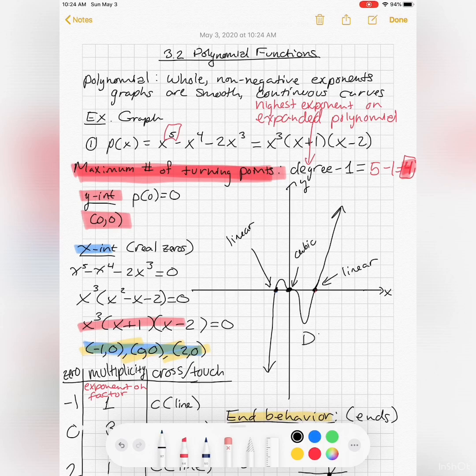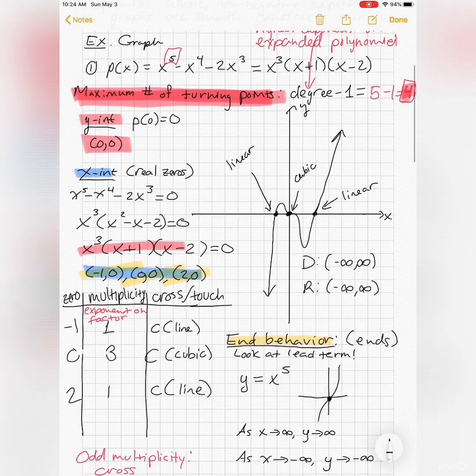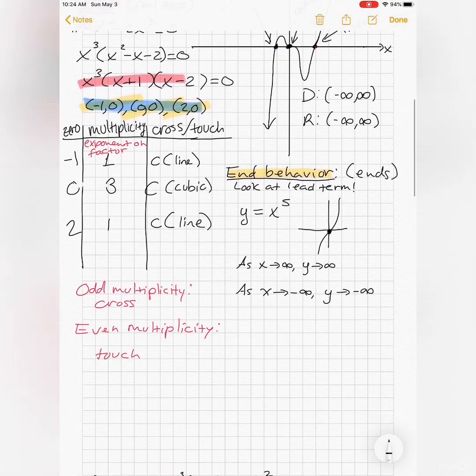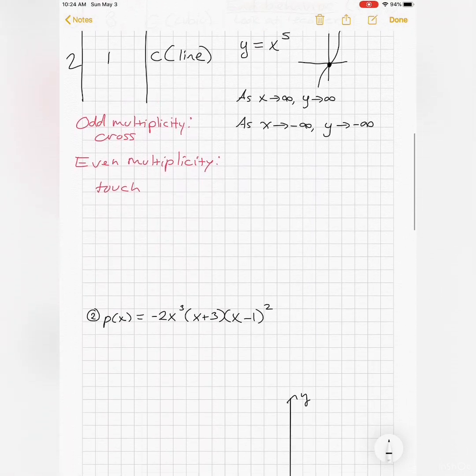What else can I do? Okay, the domain of polynomials, that's easy. These are friendly, right? This one, the range looks like it extends all the way up and down. Okay, so all that information, that was pretty easy to obtain.